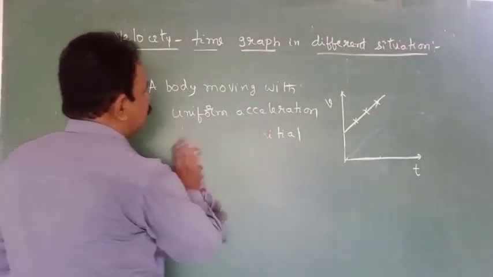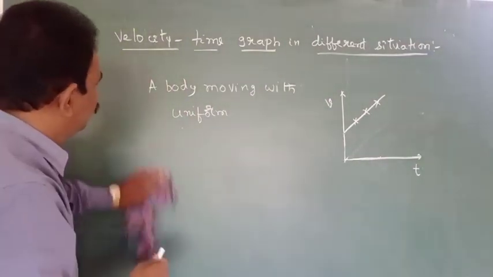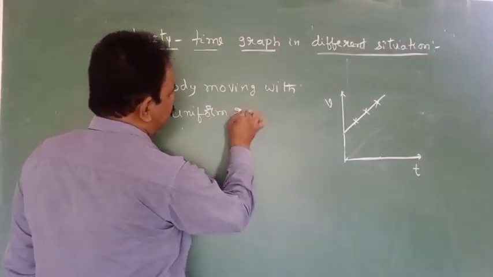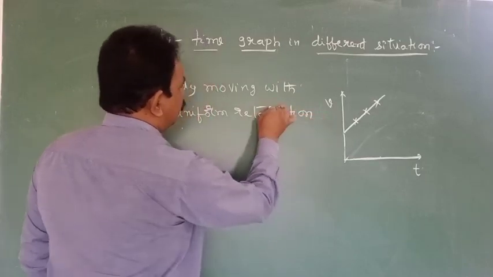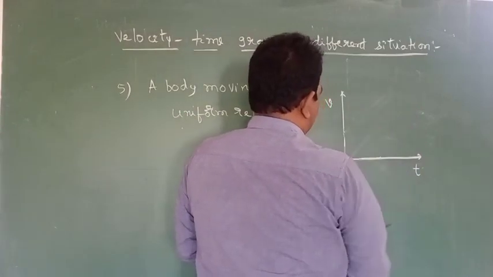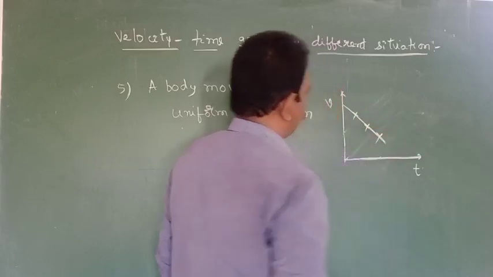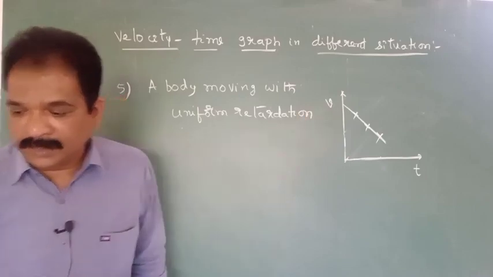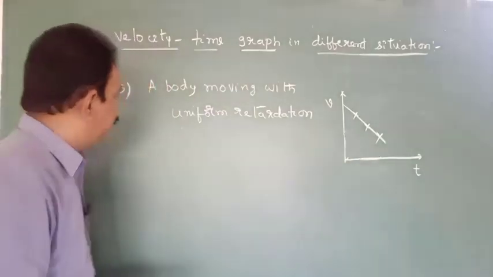Next, body moving with uniform retardation. Then the velocity time graph in that case will be in this format. Okay, the shape of this graph is representing a body moving with uniform retardation.